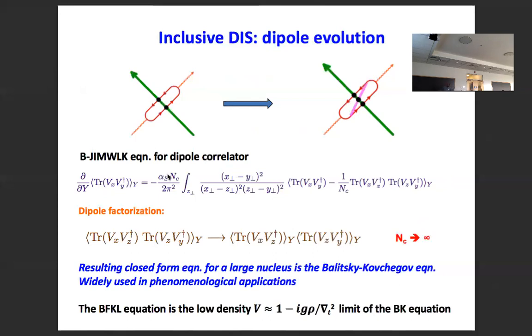Okay. Now, in the limit of large Nc and for a large nucleus, you can factorize this average over the product of these traces into the product of averages. And then this equation gets a closed form expression. And so now our chairman can look up because this is the famed Balitsky-Kovchegov equation. And it's widely used in phenomenological applications. So it's been a very powerful tool in this field. And it's really remarkable that we have this very simple nonlinear equation for energies.